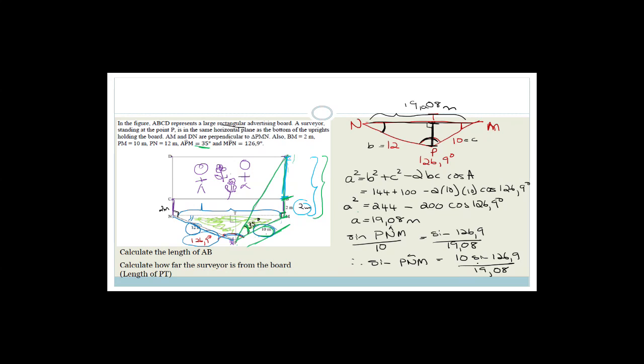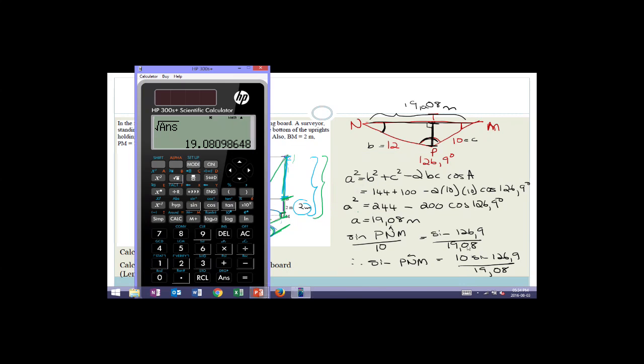And now again, I need to use my calculator. So I'm going to say, right, we got 10 sine 126.9, close bracket, equals, divided by 19.08, equals, and then we need to find the actual angle.